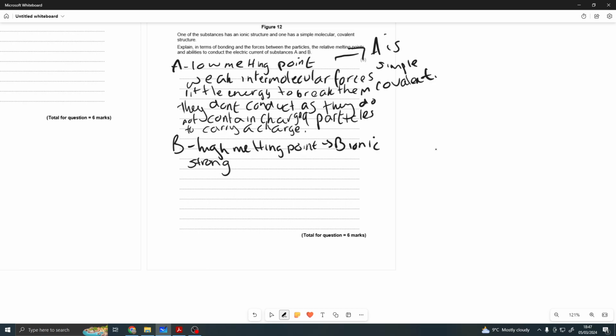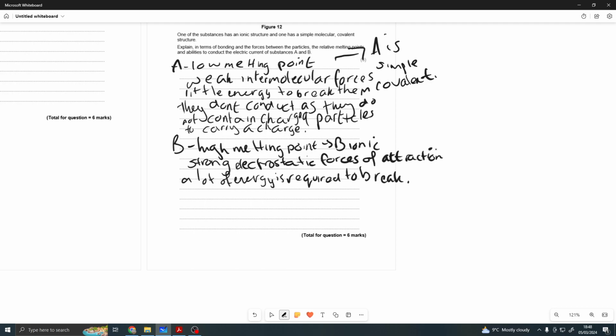Now it has a high melting point because it has strong. Now what's the name of the forces in ionic? You need to know those. Strong starts with an E. Good. Electrostatic forces of attraction. It has strong electrostatic forces of attraction. A lot of energy is required to break these, essentially. There we go.